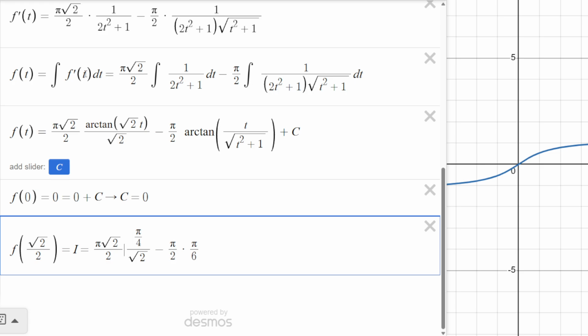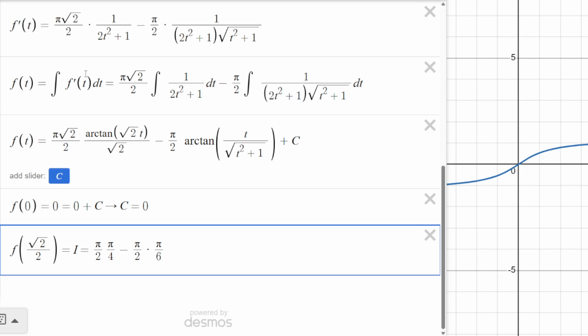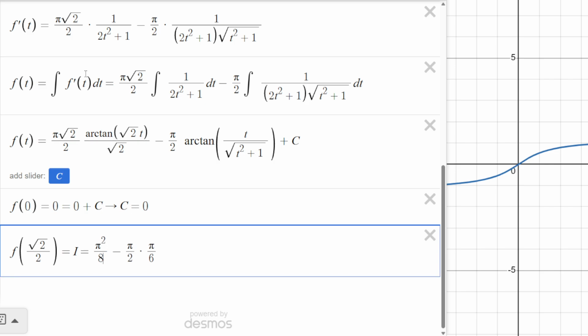All right, let's do some more simplifying. This square root of 2 is going to cancel this square root of 2. This is going to become a pi squared over 8. And this is going to become a pi squared over 12. Common denominator there is 24. That's going to be 3 pi squared over 24, and this is going to be 2 pi squared over 24, giving us pi squared over 24.